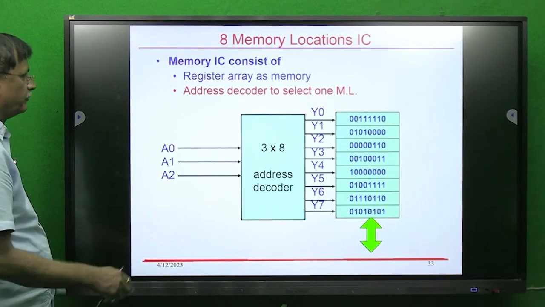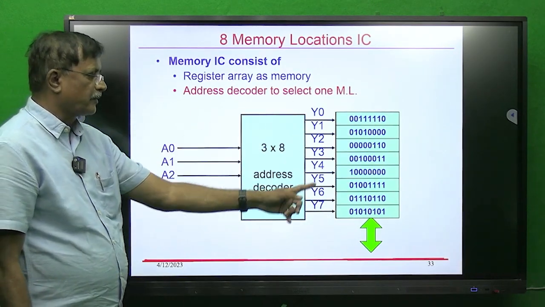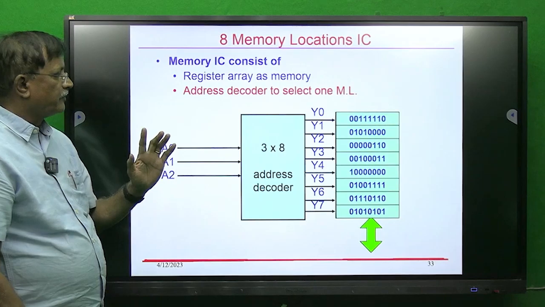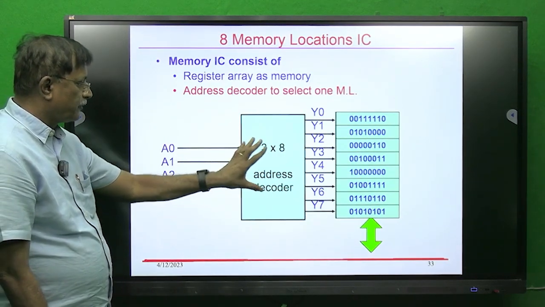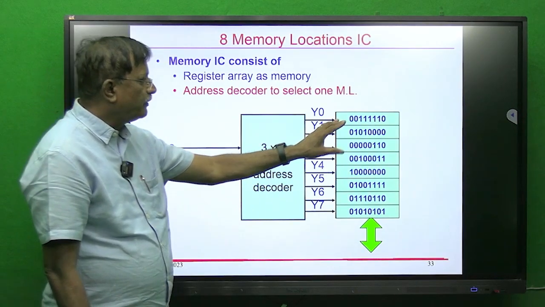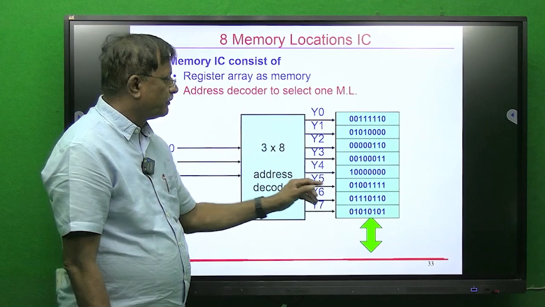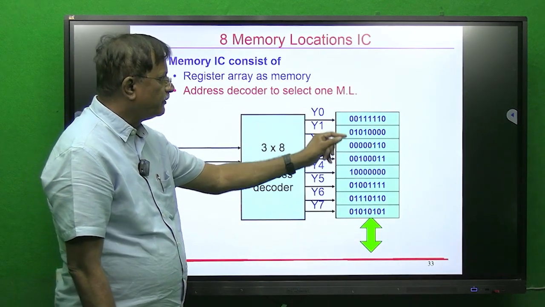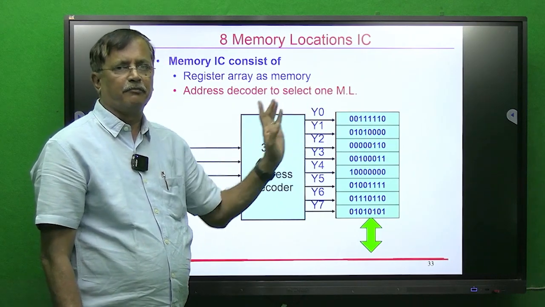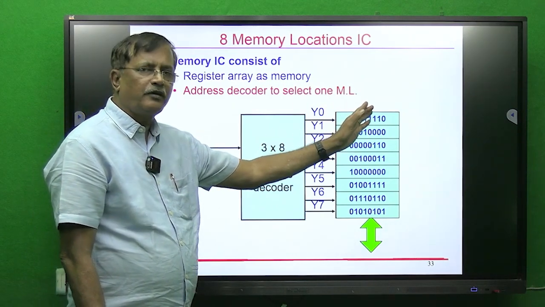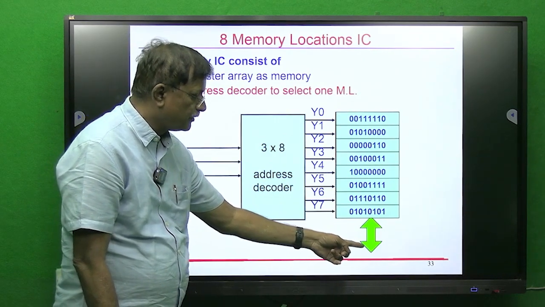Location whose address is 5. Now exactly, the memory IC will have this type of circuit, where in that memory IC there is the address decoder and an array of registers. This is an example of an 8x8 IC. There are 8 registers, and each register will store an 8-bit number, and you can read or write a number via this data bus.